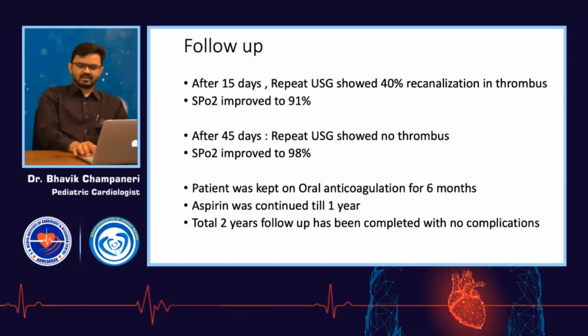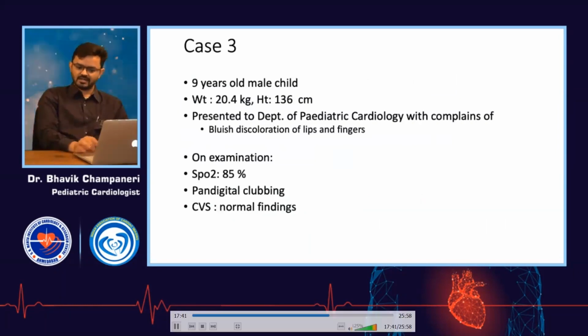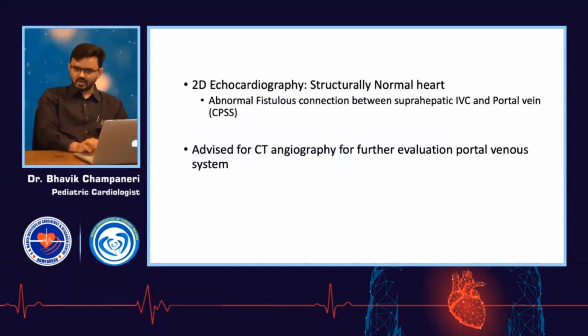Coming to case 3, he is a 9-year-old male child, weight 20.4 kilo, height 136 centimeter, who presented to us with cyanosis, SpO2 of 85% with pan-digital clubbing. Echo showed a structurally normal heart, but there was an abnormal fistulous connection between the suprahepatic IVC and portal vein. With this in mind, we sent this child for CT angiography and imaging. Again, we'll go to Dr. Megha and discuss the imaging of this patient.